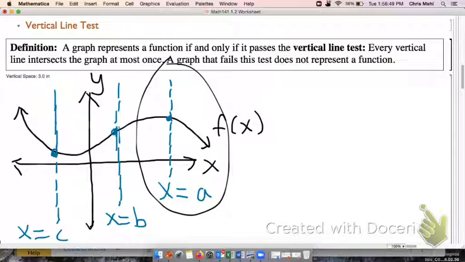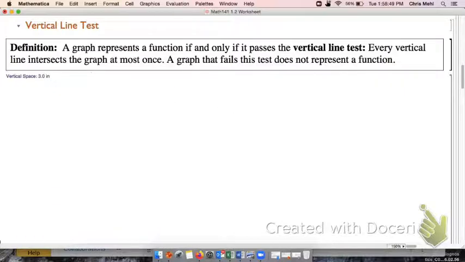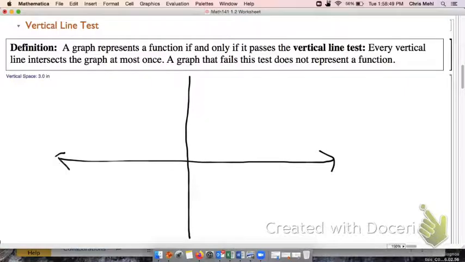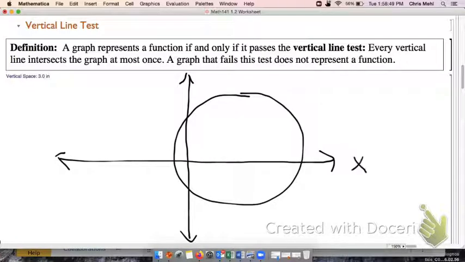Now, let's draw a relation in which the graph is not a function. One way to see this is to look at graphs of circles.